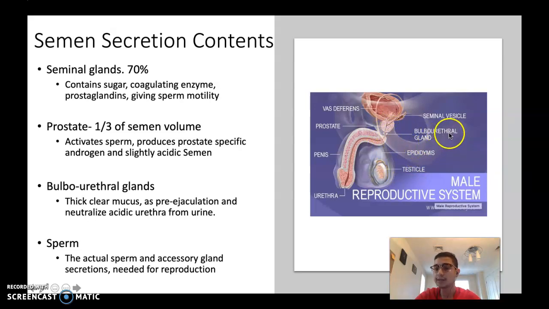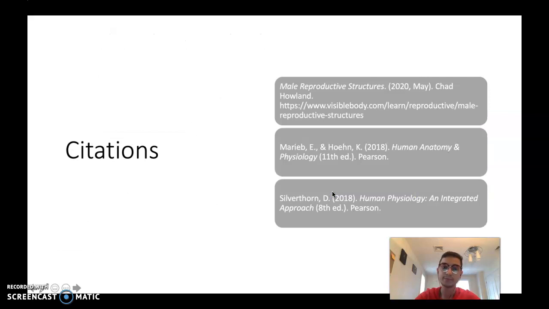The bulbourethral gland, over here, is a very small gland that gives thick clear mucus for pre-ejaculation, and it neutralizes the urethra from the urine that passed, because as we noted before, the urethra also serves the urinary bladder. The semen contains sperm from the seminiferous tubules, over here from the testicles, from the epididymis, and vas deferens, and it also has all the secondary secretions that we just mentioned, and that is what's needed for reproduction by ejaculation.